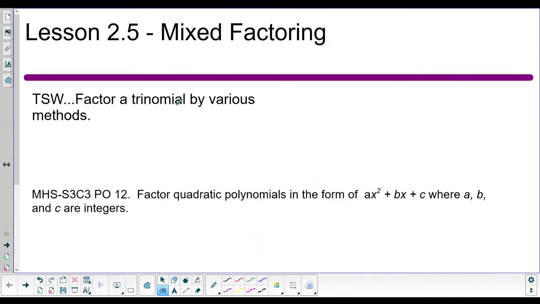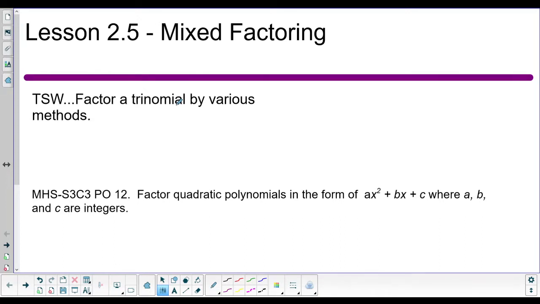So what we're going to be worried about today specifically is figuring out how do I do each type of factoring? How do I figure out what type of factoring I should be doing to even start the problem? You know what I mean? So we're going to look at mixed factoring.